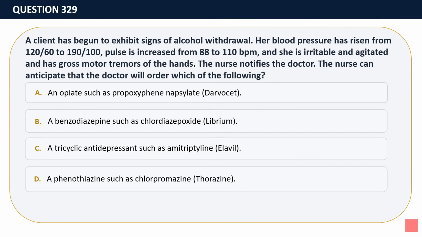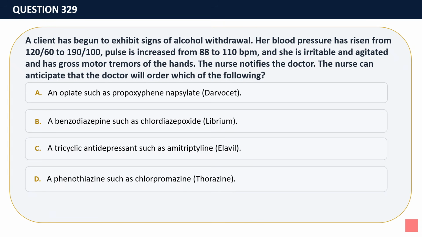Question 329. A client has begun to exhibit signs of alcohol withdrawal. Her blood pressure has risen from 120/60 to 190/100, pulse has increased from 88 to 110 bpm, and she is irritable and agitated and has gross motor tremors of the hands. The nurse notifies the doctor. The nurse can anticipate that the doctor will order which of the following?